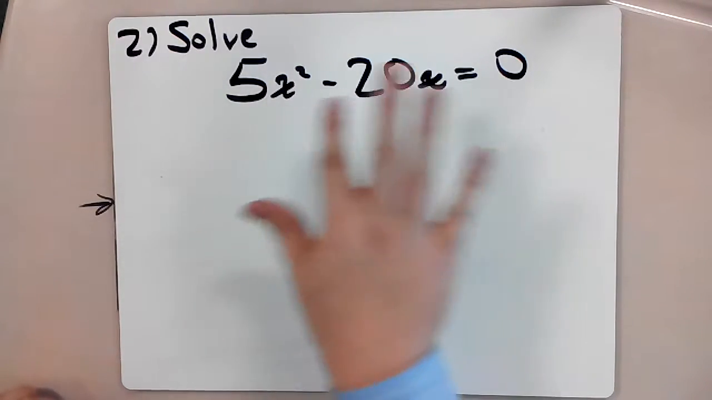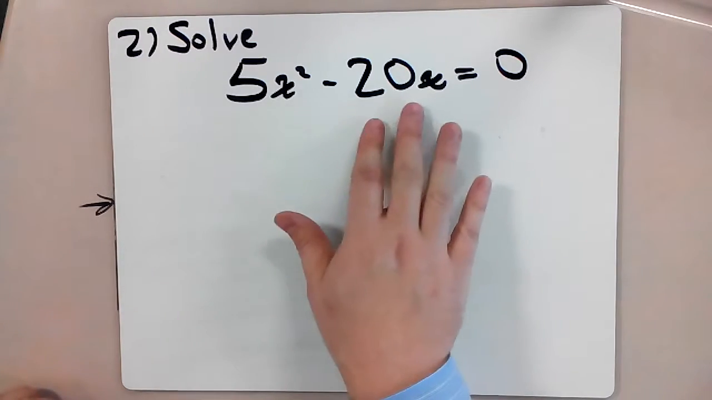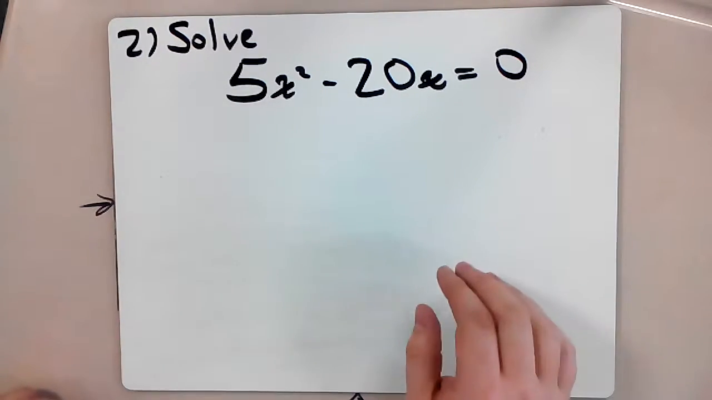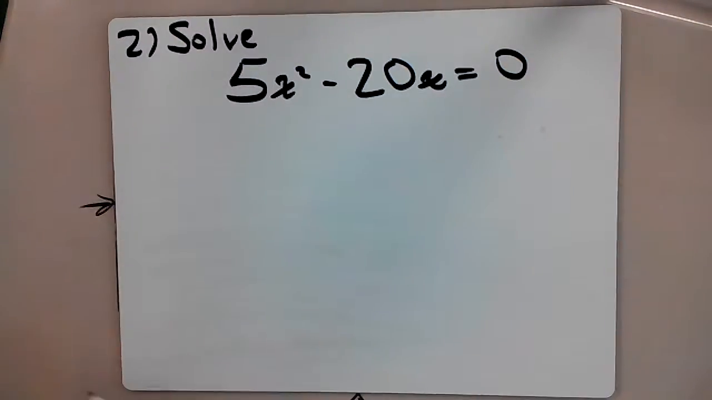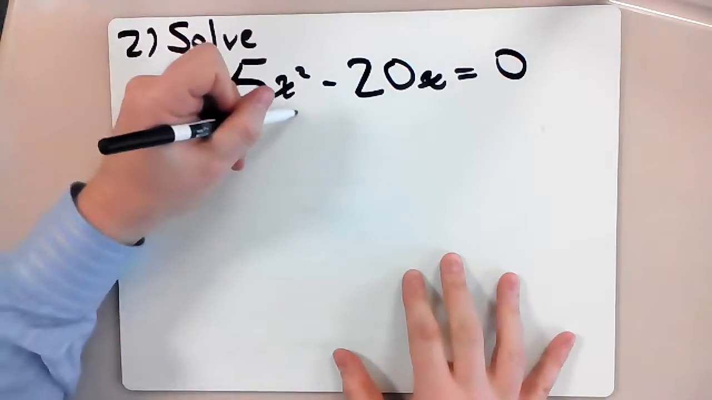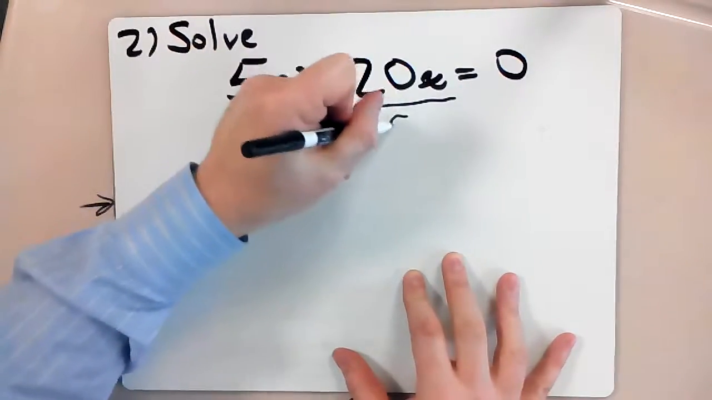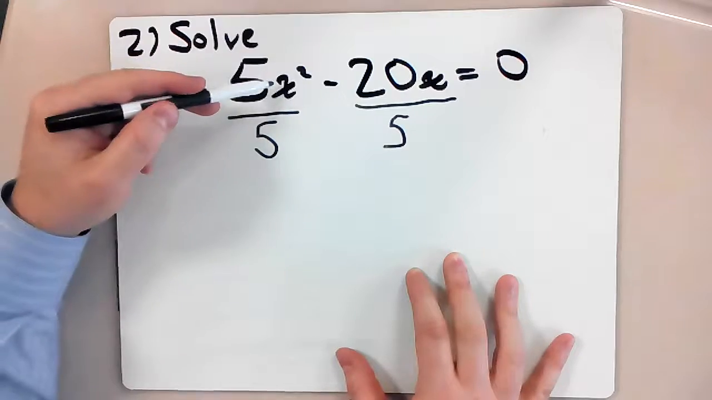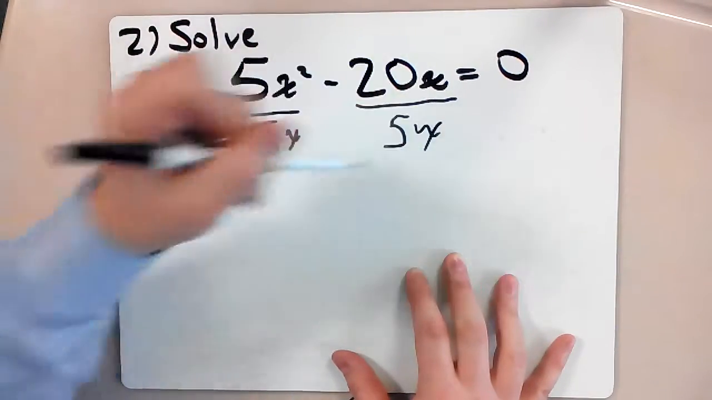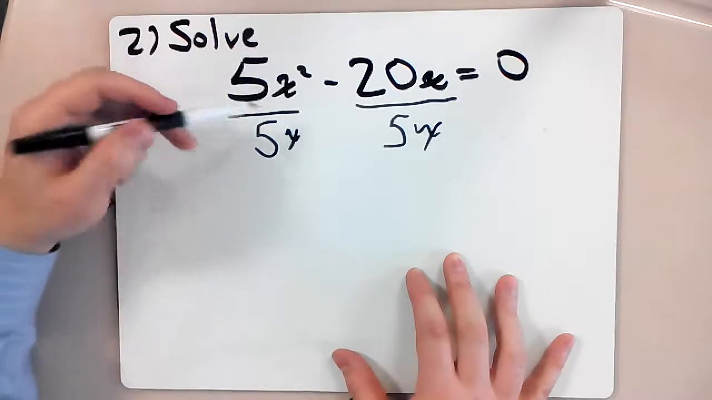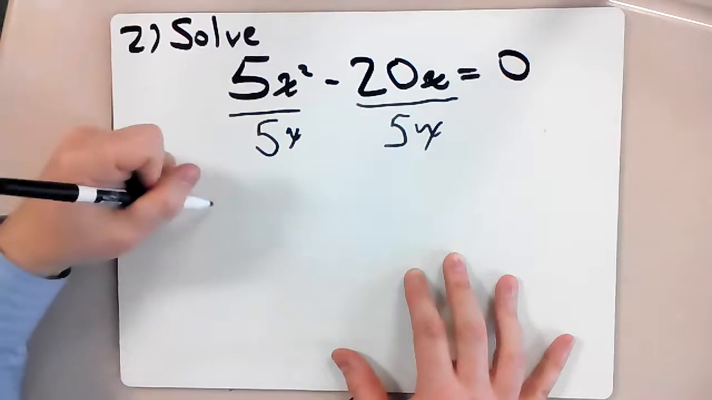I notice here that 5 and 20 have the greatest common factor of 5. Like 20 is divisible by 5 and 5 is divisible by 5. And also these x's here, I could remove those as well because that's a common factor. So I'm going to divide here by 5 and divide here by 5. Now I could also divide here by x. So I'm going to take this 5x, pull it out of there, and then slap it back down over here.